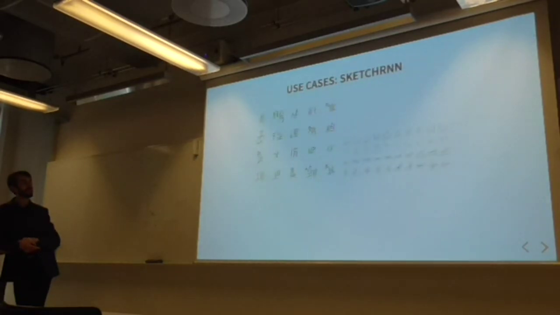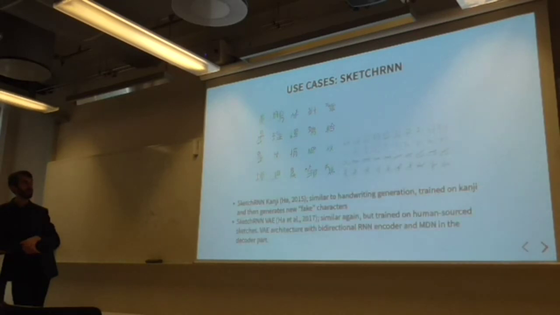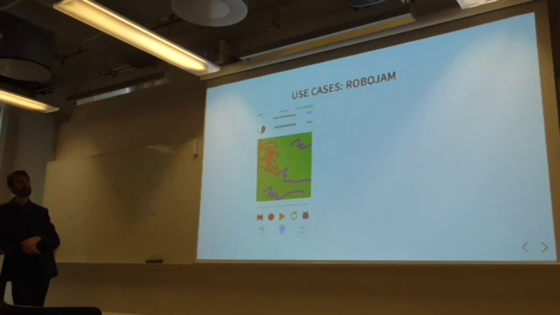Some other things, you can use this for artistic purposes like generating kanji or doing human-based sketches. This is Sketch RNN, which is a variational autoencoder using an MDN. That's some work of David Ha. We can use this in a mobile app. This is some work from me, RoboJam, which uses an MDN to reply to a musical performance made on a touch screen. So that's similar to doing handwriting, except it has an extra dimension of time. You need to have the rhythm of the taps on the screen correct as well as their location.